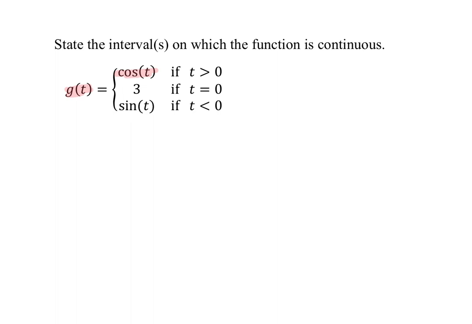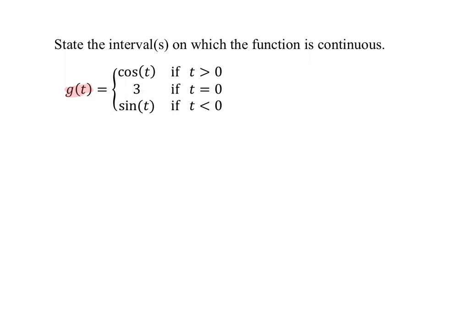We know that cosine is a continuous function over its entire domain, and the domain of cosine is all real numbers. So alone, we know that y equals the cosine of t is definitely going to be a continuous function. The second piece is going to be y equals 3. We know y equals 3 is a horizontal line, and that certainly is a continuous function over all real numbers.